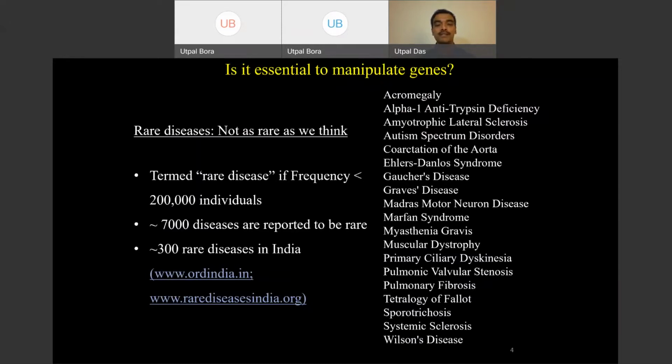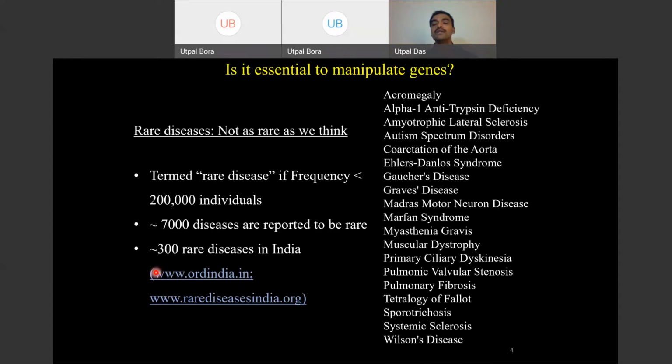A disease is termed rare if the number of affected individuals is fewer than 200,000, then theoretically it is called a rare disease. So far, nearly 7,000 rare diseases have been reported all over the world. Imagine the number, 7,000 rare diseases. Hardly have we heard of many of them.